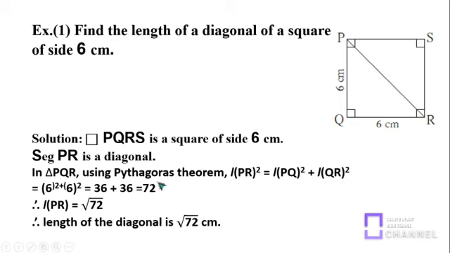That will be equal to 6 the whole square plus 6 the whole square. That is equal to 36 plus 36, equal to 72. Hence, length PR the whole square is equal to 72. Therefore, length PR is equal to square root of 72. Therefore, length of diagonal PR is root 72 cm.